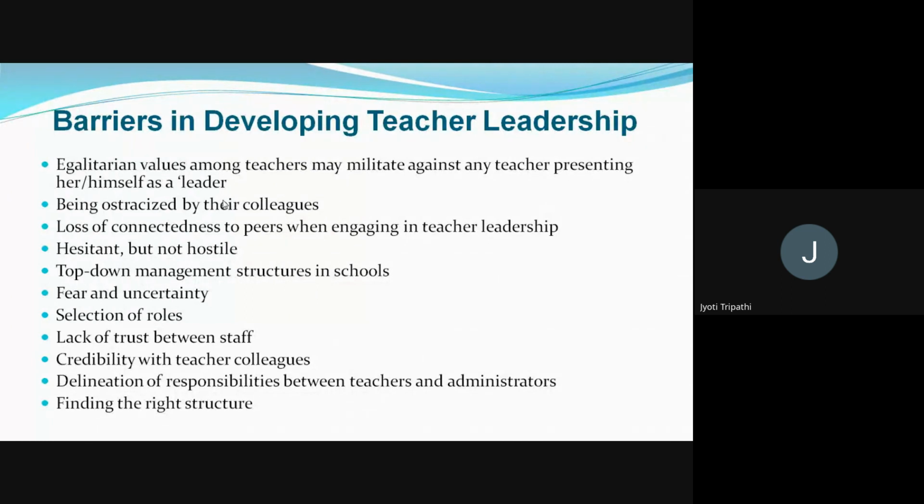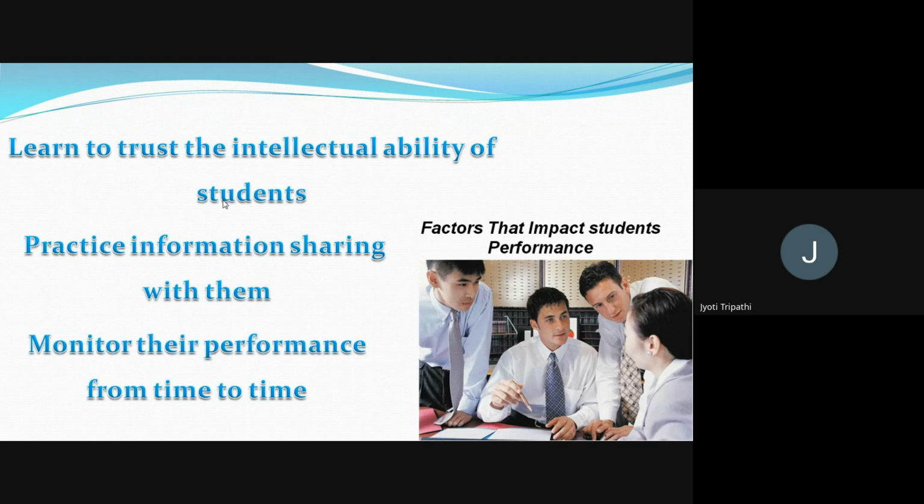Selection of roles, yes. Lack of trust between staff, credibility with teacher colleagues, delineation of responsibilities between teachers and the administrators. This delineation means indicating the exact position of the people. Somebody is an administrator, somebody is higher in the hierarchical level, higher in the authority, and that stops a person: no, this is not my job, this is the job of some other person. This kind of thing also stops you, and finding the right structure. So all these are the barriers which stop you from being a teacher leader.